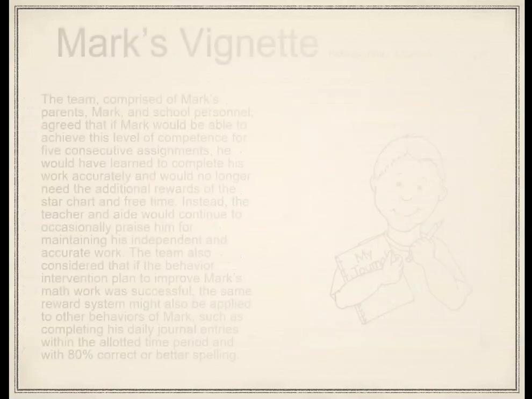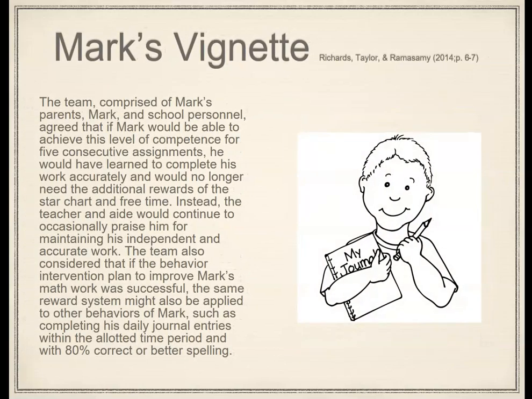The team, comprised of Mark's parents, Mark, and the school personnel, agreed that if Mark would be able to achieve this level of competence for 5 consecutive assignments, he would have learned to complete his work accurately and would no longer need additional rewards of this star chart and free time. Instead, the teacher and aide would continue to occasionally praise him for maintaining his independent and accurate work. The team also considered that if the behavior intervention plan to improve Mark's math work was successful, the same reward system might also be applied to other behaviors of Mark, such as completing his daily journal entries within the allotted time and with 80% correct or better spelling.